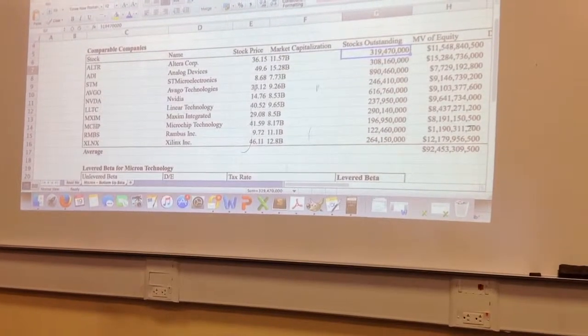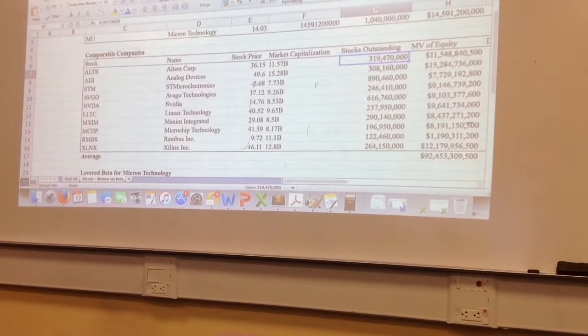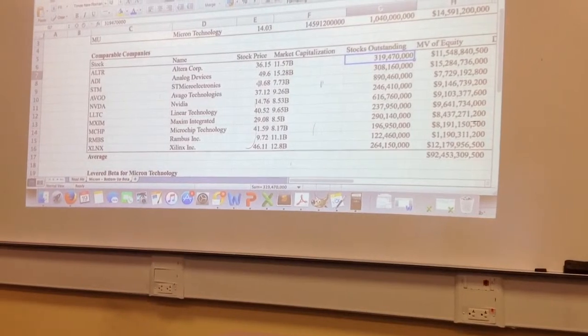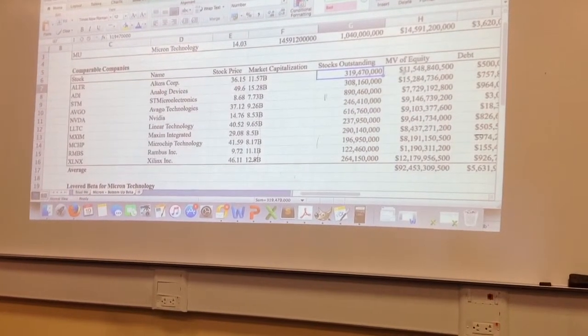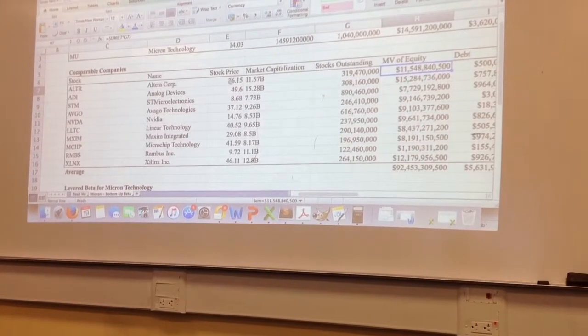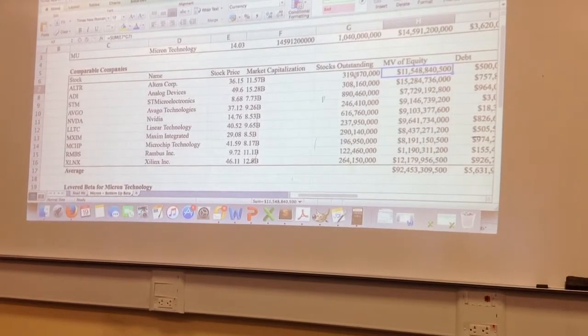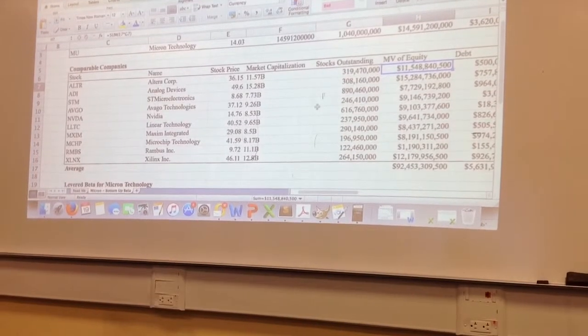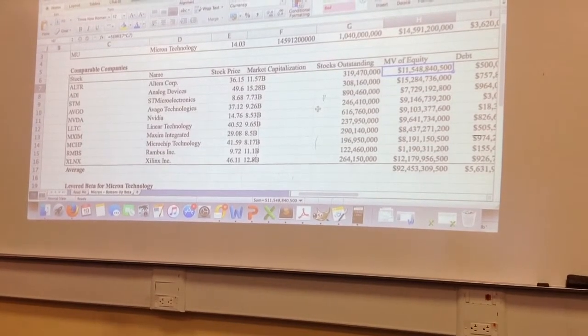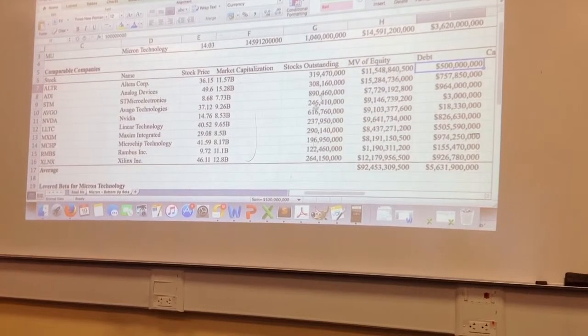This is the number of shares outstanding for each of these firms. And so the market value of equity would be the number of shares outstanding multiplied by the current stock price. Okay, so we do that for every firm. That will give us the market value of equity.